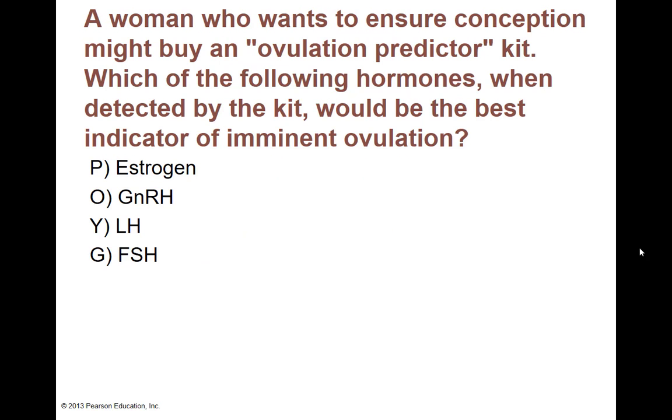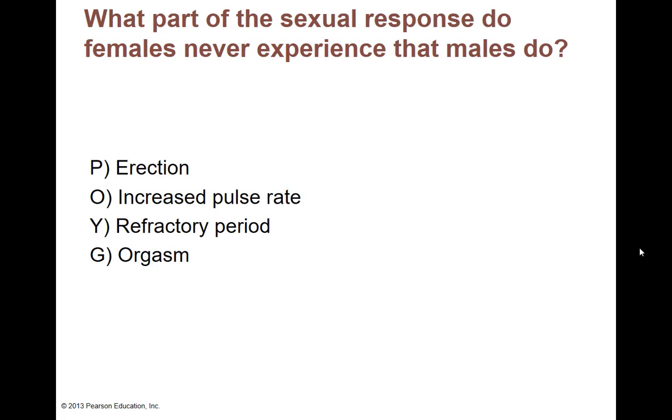A woman who wants to ensure conception might buy an ovulation predictor kit from the dollar store. Which of the following hormones, when detected by the kit, would be the best indicator of imminent ovulation? It is the luteinizing hormone. It's that huge spike in luteinizing hormone that causes ovulation to occur.